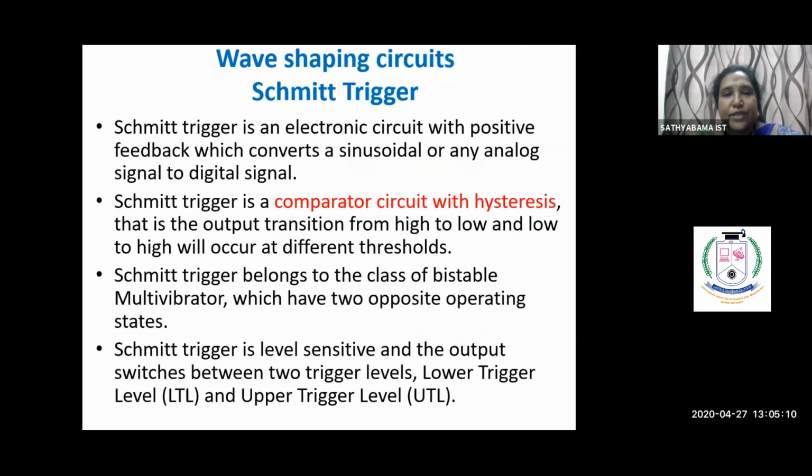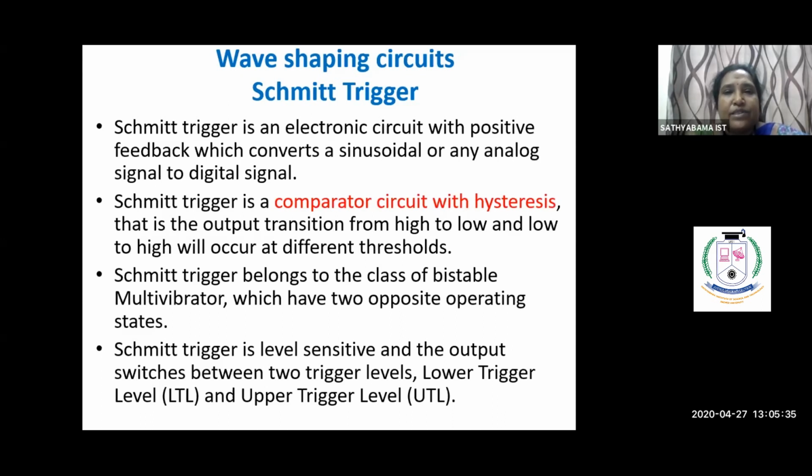Okay, and the next one, we will take the wave shaping circuit. What is a wave shaping circuit? If you are given a sinusoidal signal, the sinusoidal signal will be converted into a square waveform. We are just shaping the signal, so with the help of the Schmitt trigger, we can understand the concept.